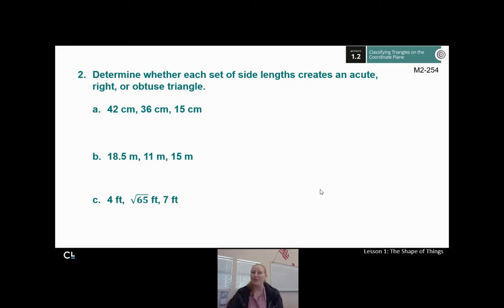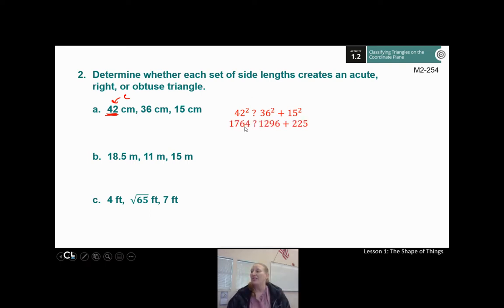All right, how you doing? So I'm looking at these 3. And 42 is clearly the biggest one, so that's going to be my c. That means I need to do 42 squared, and then on the other side, I'll do 36 squared plus 15 squared. For now, I've put a question mark in the middle because I don't know if it's going to be equal to, less than, or greater than. So for now, I'm leaving a question mark in the middle, and I'm grabbing my calculator.